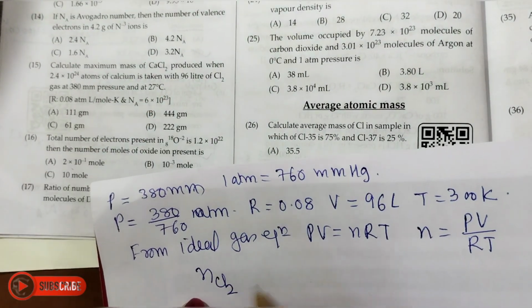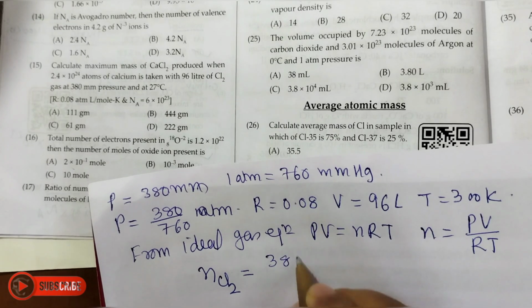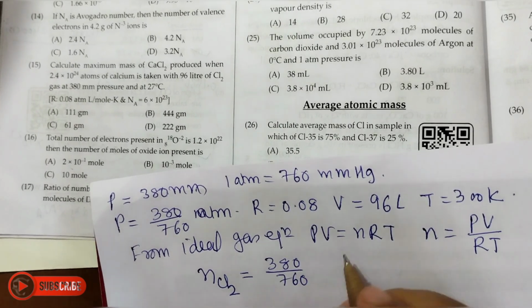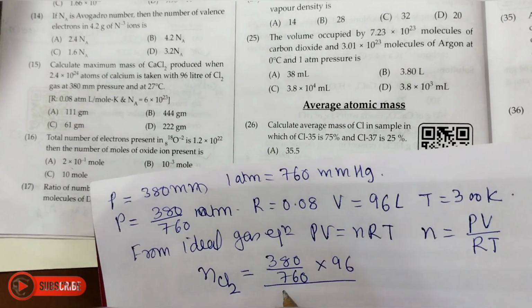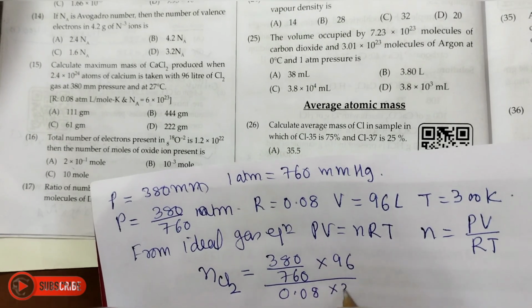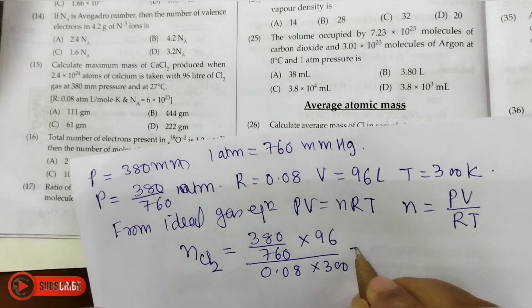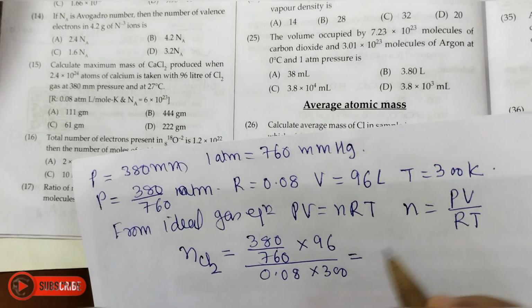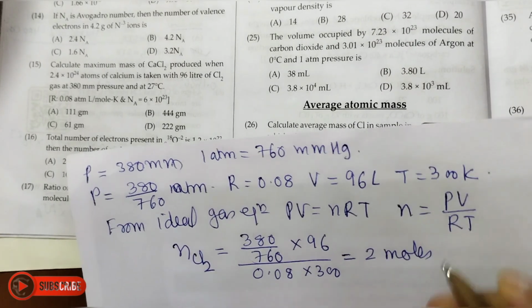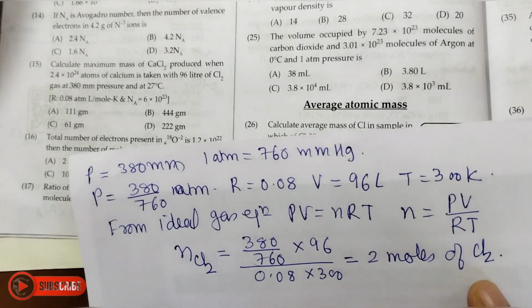So number of moles of chlorine is equal to 380 divided by 760, that is your pressure, multiplied by 96, divided by 0.08 multiplied by 300. If you calculate this, it is a simple calculation, this will give you 0.5 and the answer here will be 2 moles. So those 2 moles are of chlorine gas. I got the moles of chlorine.